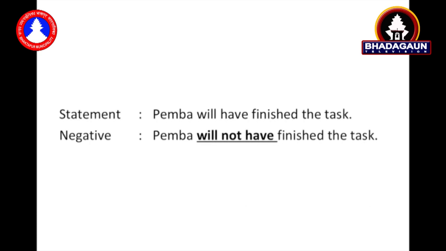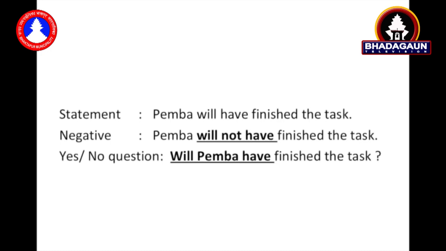Now this means not is added next to the first auxiliary, I mean between the two auxiliaries, will and have. And now you can ask, what is the negative? Okay, let's see. And the yes/no question is, will Pemba have finished the task? Yes, I think your guess might have been correct.